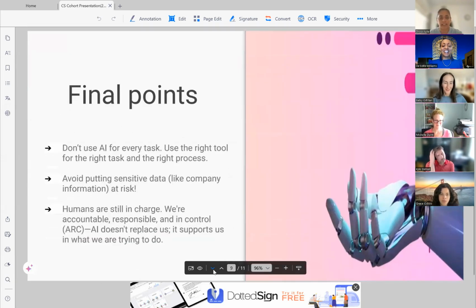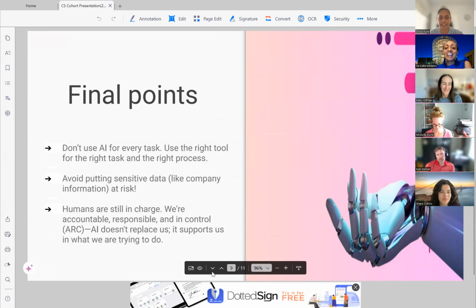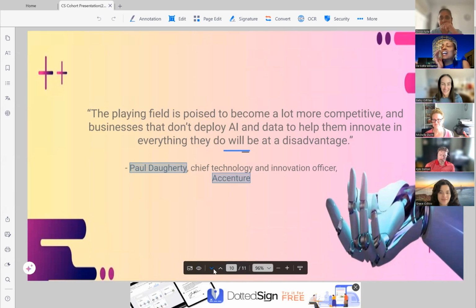Awesome. So finally, don't use AI for every task. Use the right tool at the right time. Don't put in sensitive data. And we are still in charge, guys. AI might replace a couple of things that we're doing, but ultimately it all comes down to humans. So don't worry about AI taking your job away. I heard an amazing quote the other day: AI won't take your job, but someone who knows AI will. Exactly, same sentiment. But humans are still at the forefront of everything.